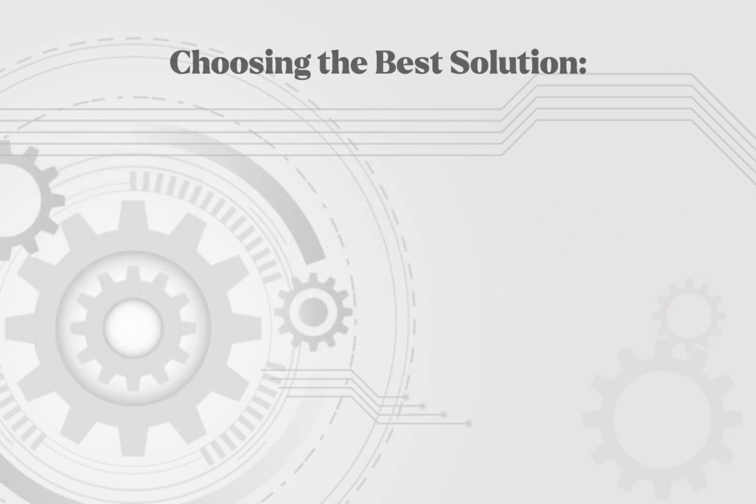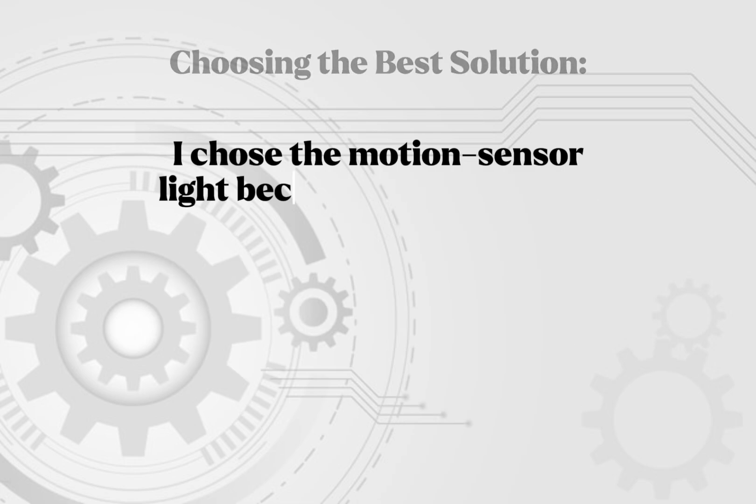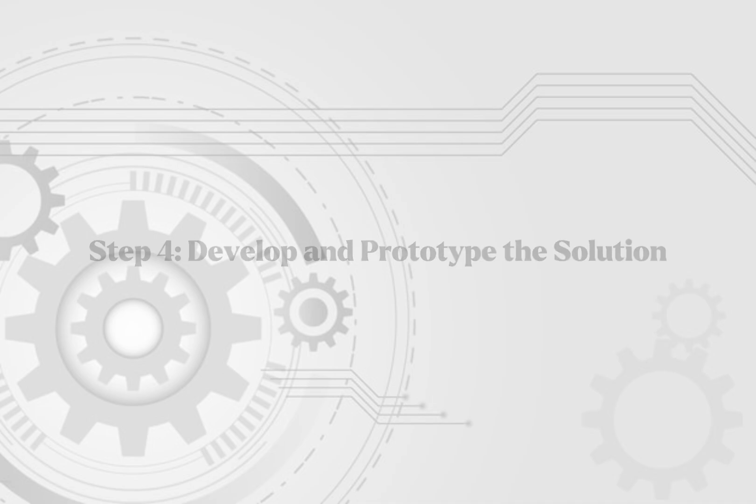Then I move on to choosing the best solution. I chose the third one, the motion sensor light, because it's the easiest to use, budget friendly, and doesn't need a phone app or Wi-Fi connection. It works on its own, which is perfect for those who are always in a rush or tend to forget. The next step is developing the prototype and the solution.